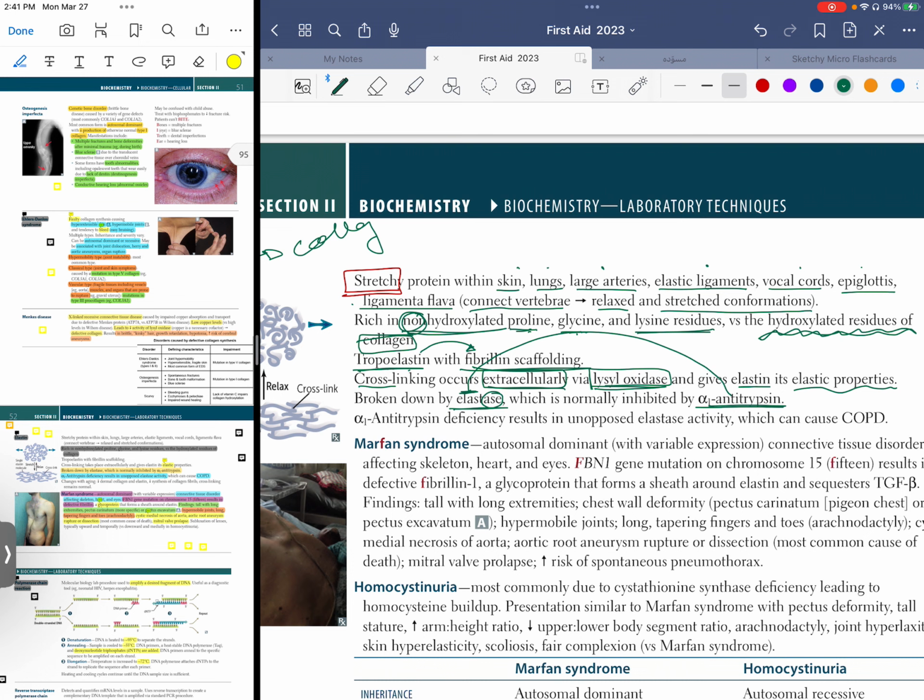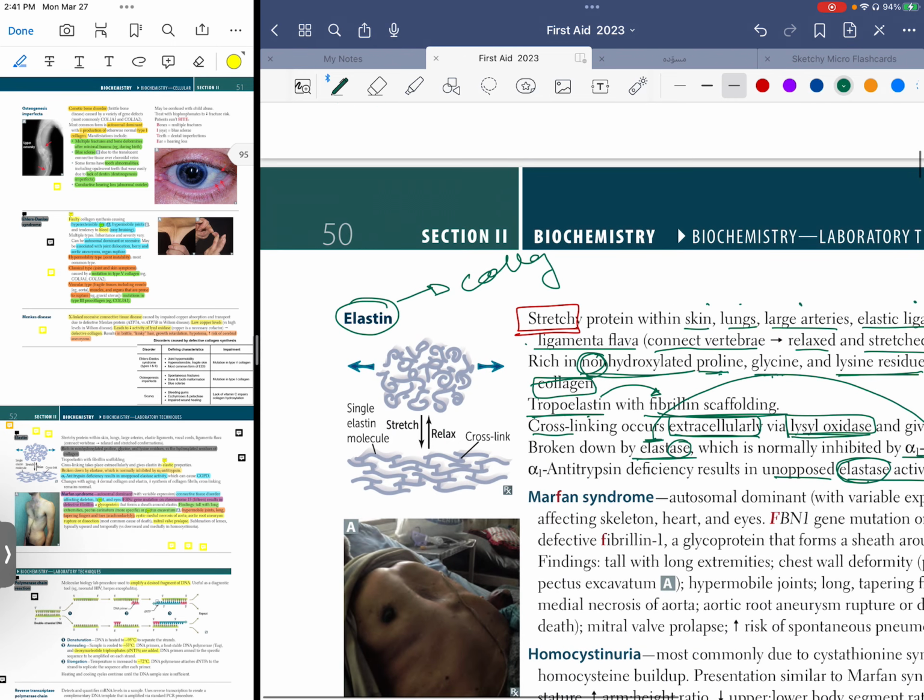Alpha 1 antitrypsin deficiency results in unopposed elastase activity, which can cause COPD. If a patient doesn't have enough alpha 1 antitrypsin, they cannot stop the elastase activity. So the elastase keeps eating the elastin, and the patient loses a lot of their elastic, stretchy capabilities, so they end up having COPD, chronic obstructive pulmonary disease. If we take a look over here, this elastin has two capabilities: stretching and becoming like this, or relaxing and becoming like this.